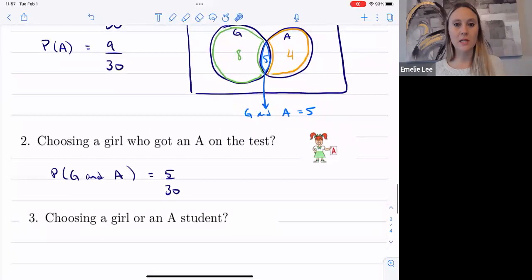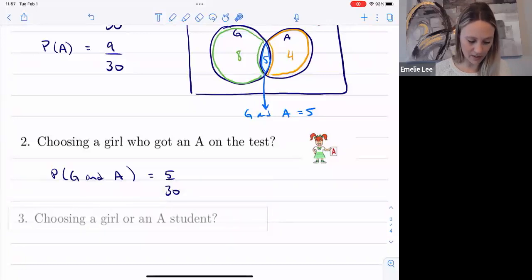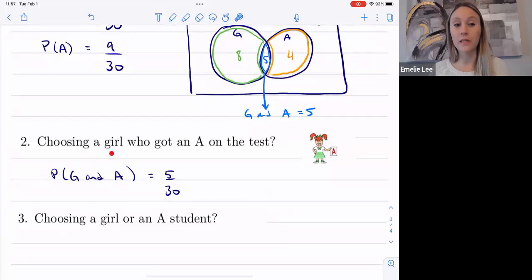So here's where it gets a little dicey. I guess I shouldn't say dicey. Dice questions, no. The difference between the wording here is subtle, but it's something that we have to pay attention to. Let me bump it over so it looks lined up. Here, we wanted to know the probability of choosing a girl who got an A on the test. But now we want to know the probability of choosing a girl or an A student.